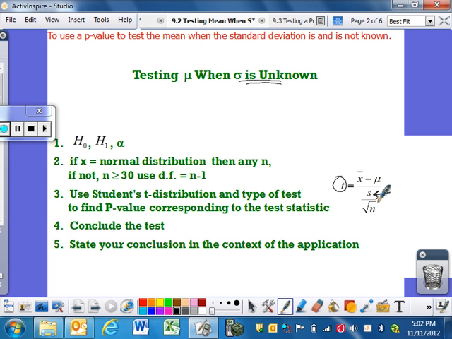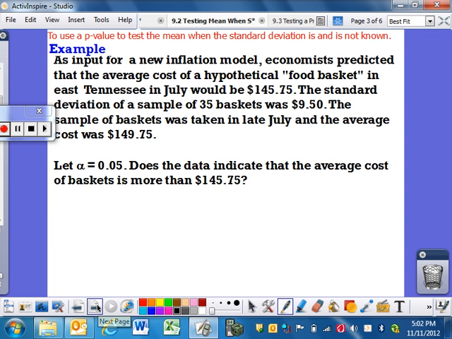And the only thing that'll be different then is we need the student's t distribution, or your blue sheet, to find your p-value. And this is a little bit tricky, so that's why I want you to grab your blue sheet, and we're going to just dive right into an example. This is the same process except when you get to finding your p-value.